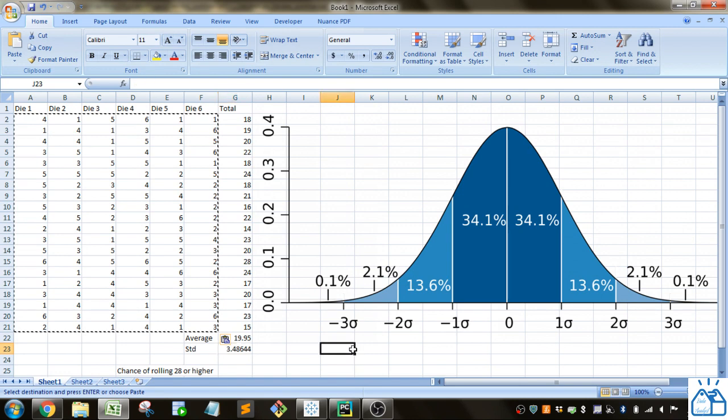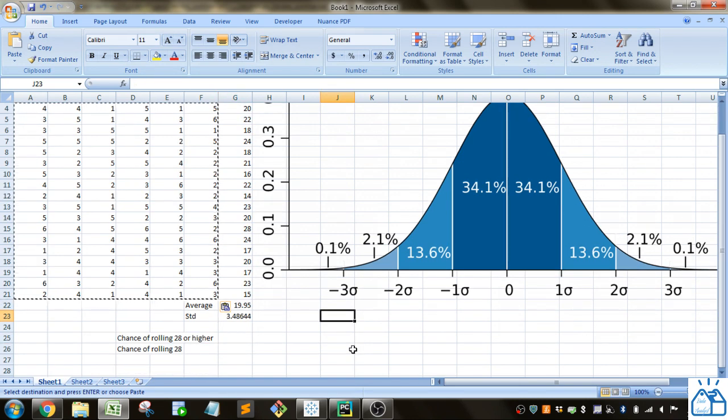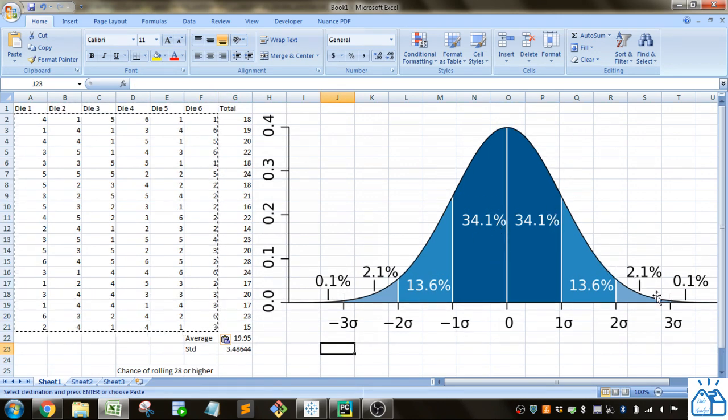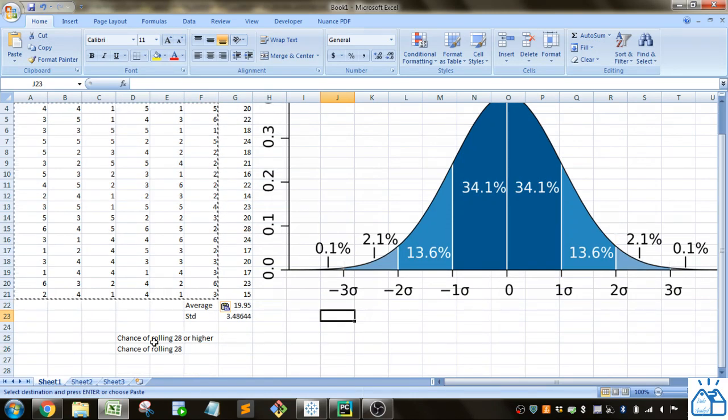So that's kind of what the NORMDIST does, it takes the area under the curve depending on where you are. So if we want the chance of rolling 28 or higher, we've got about an average of 20, and a standard deviation of 3.5. So about 27 would be about 2 standard deviations above, so 28 is slightly higher than this. So it's going to take the area under the curve a little bit past the 2 standard deviations in this example.